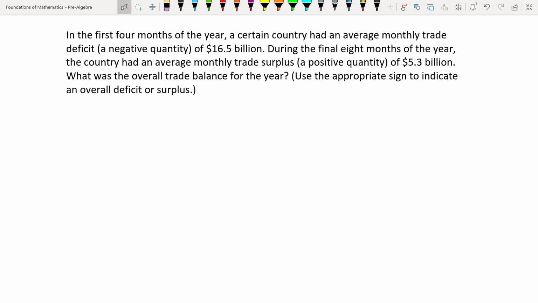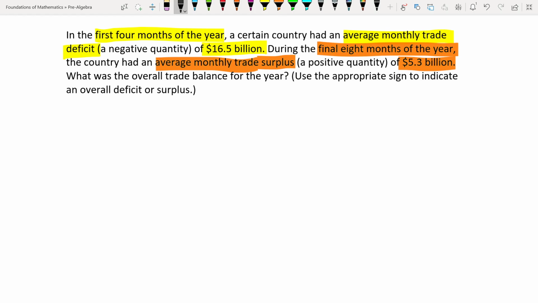Okay, we have the first 4 months of a year. In the first 4 months of the year, a country had an average monthly trade deficit of 16.5 billion. During the final 8 months of the year, the country had an average monthly trade surplus of 5.3 billion. What was the overall trade balance? So if the first one was an average monthly trade deficit, and the second one was an average monthly trade surplus, the deficit means a negative, and the surplus means positive.